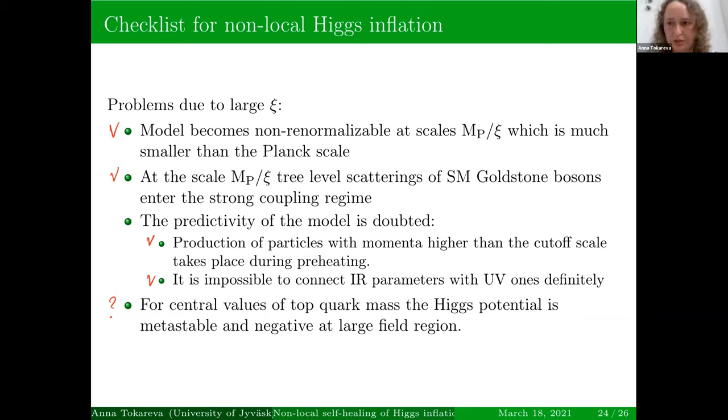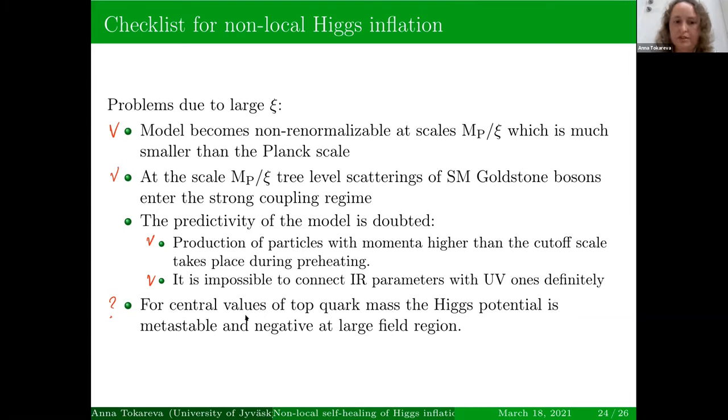But it's a very difficult question because it would require a very non-trivial model to see how these particles would be produced. It's quite a complicated task for future studies. It is now possible to connect IR parameters with UV ones, definitely, because we have only one set of parameters. Once we fix the non-local form factor, we can in principle compute everything in this model. And as we have shown, the size of quantum corrections under certain conditions is small, so the theory behaves like a perturbative theory. So IR and UV parameters can be computed definitely.